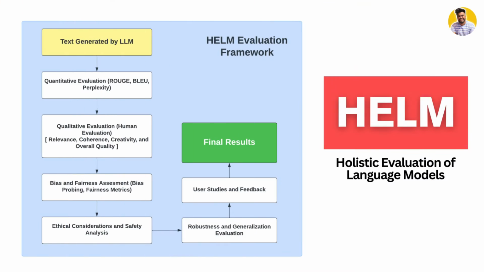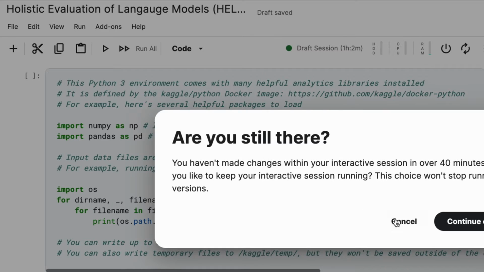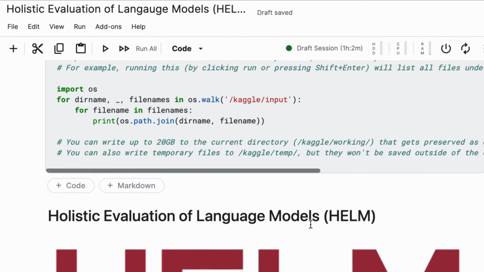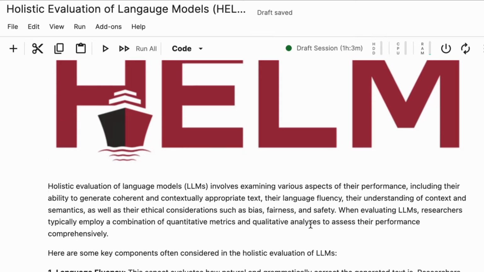And in this video, I will explain the complete architecture of the Holistic Evaluation of Language Models research paper using Python and a Kaggle notebook along with Hugging Face transformers so that we can evaluate them as well. Okay, so let's get started. I hope you can see my Kaggle notebook here, in which I prepared everything about the holistic evaluation of large language models framework as well.